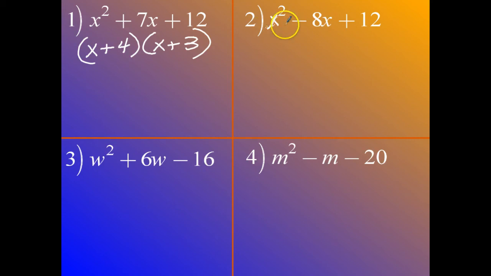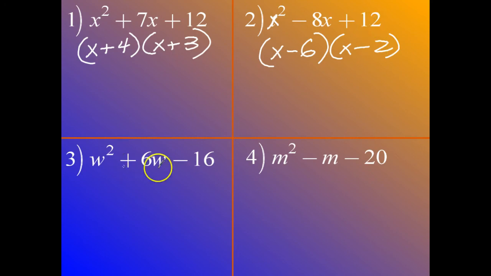I'm looking for 2 of these right here. So let's see, 1 and 12. Nope, that doesn't work. 2 and 6, that'll work. 3 and 4 doesn't work because that'll add up to 7, like we did here. So it's going to be x minus 6 and x minus 2, right? So negative 6 and negative 2 make negative 8. 6 times 2 is 12.